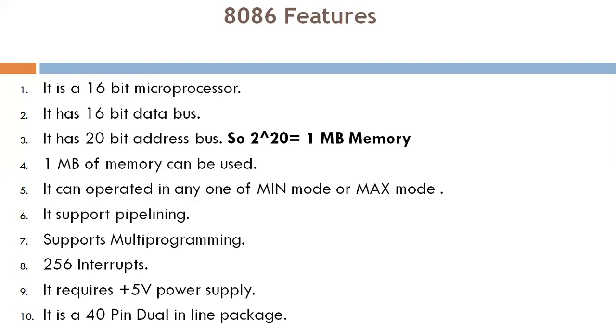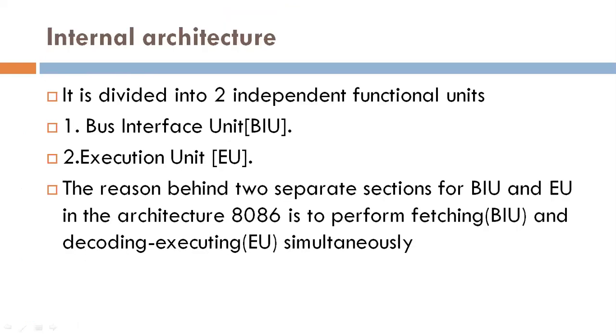Next, it can be operated in two modes, which are minimum mode and maximum mode. If it is operating in minimum mode, then it is using a single processor. If it is operating in maximum mode, then it is using multiprocessors, and it supports pipelining as well as multi-programming. It can handle 256 interrupts, and it requires a 5 volt power supply. It is a 40-pin IC which is packed in a ceramic dual-in-line package.